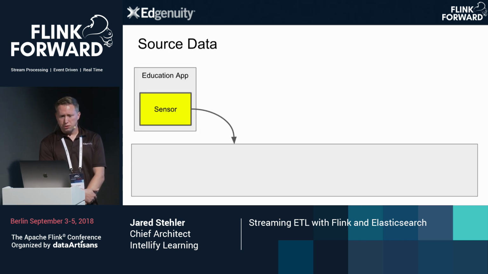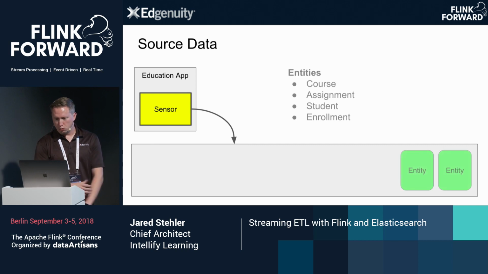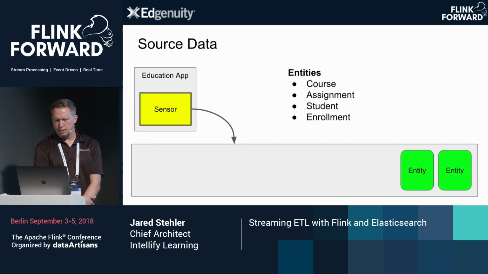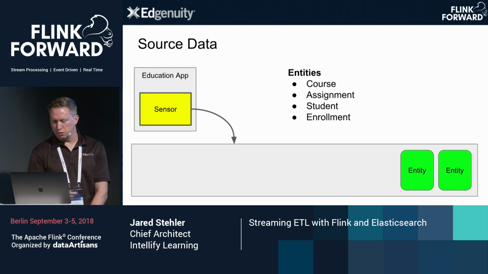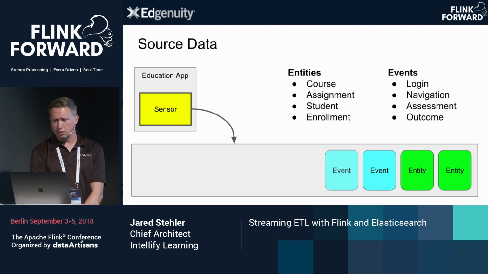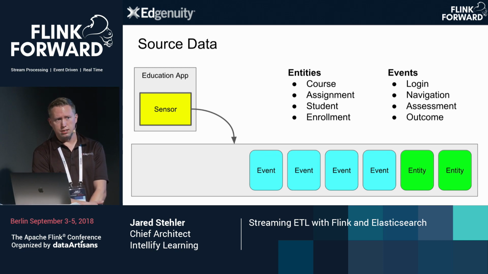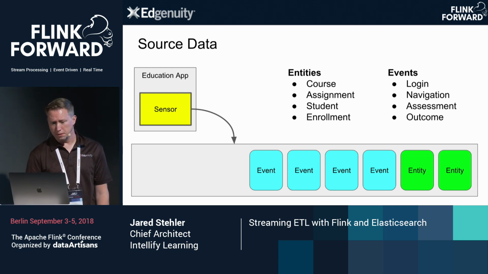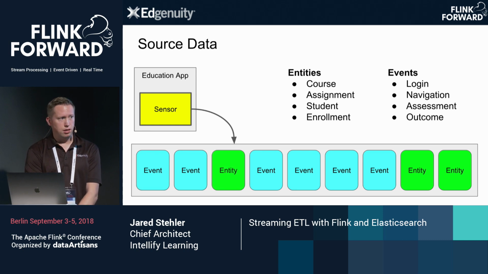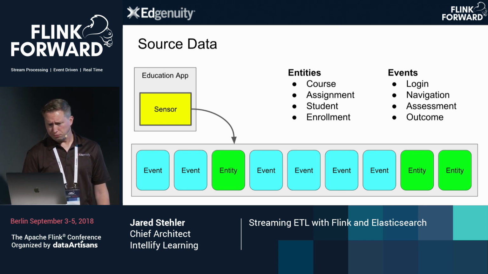So to start with, our source data comes from various education apps, and what we've done in the majority of cases, we embed sensor libraries in each one that emit events or records at various points. The records coming to us are either entities like course descriptor or student or assignment, or they're events like login or navigation or assessment, like student took a quiz or an exam. The apps will send us entity records again when they become updated, and so events and entities become commingled in a single stream.